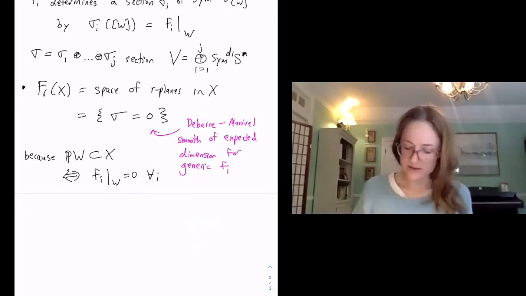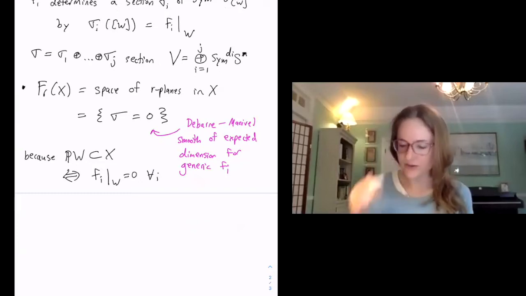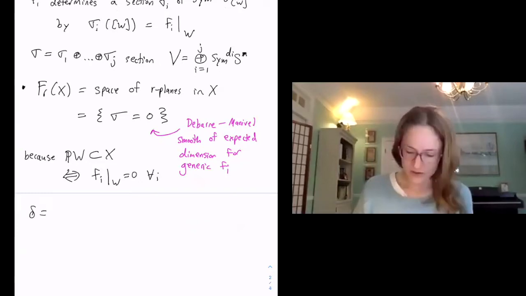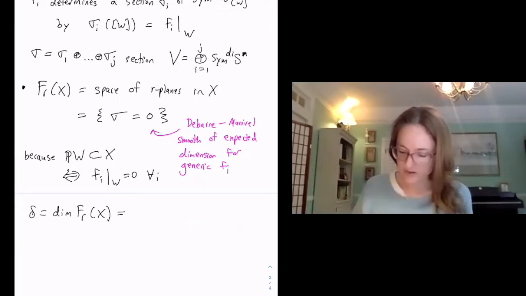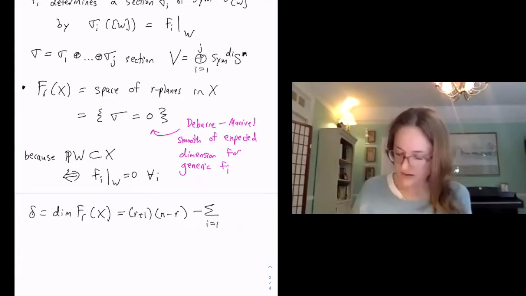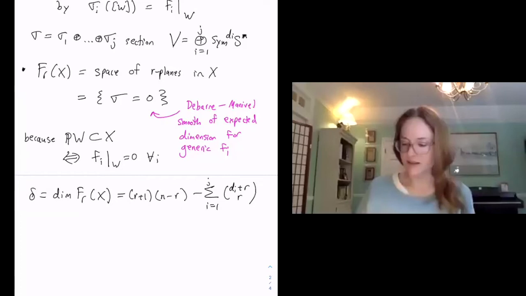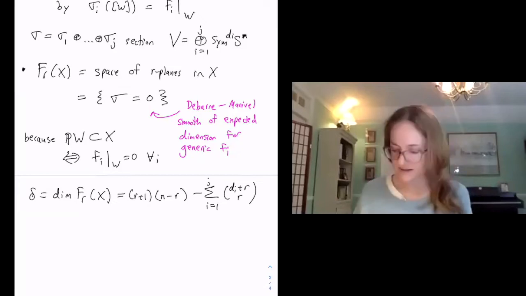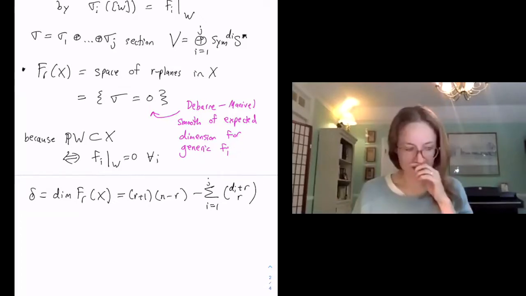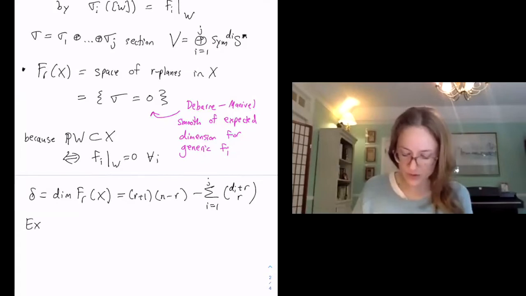So we know what our dimension is. We've got the space cut out as the zeros of a section of a vector bundle. So the dimension of F_r, we'll call this delta, is the dimension of the Grassmannian minus the rank of the vector bundle. And the rank of the vector bundle is the number of polynomials of degree di in our variables, and to be explicit about it, it's (di + r) choose r. So let's do examples where we get a finite count.